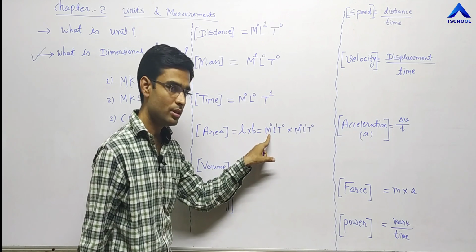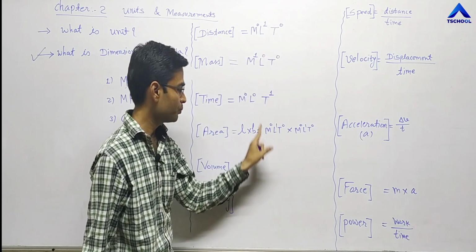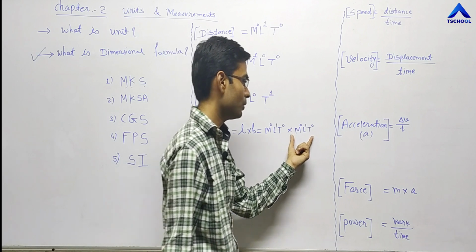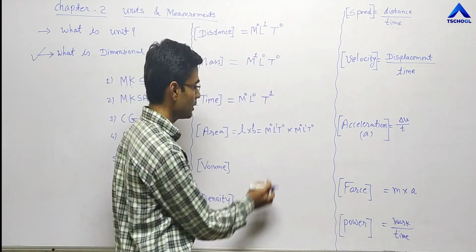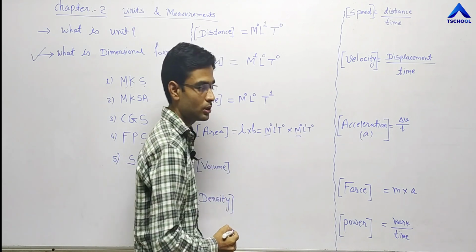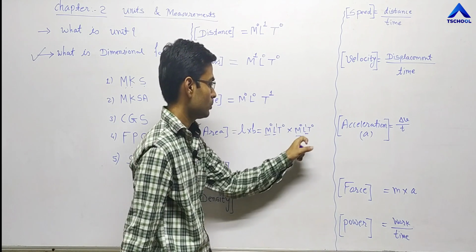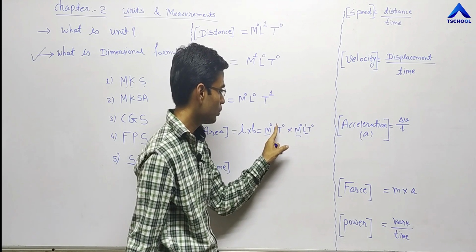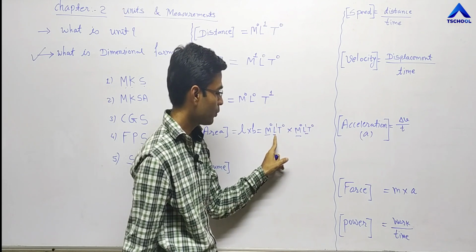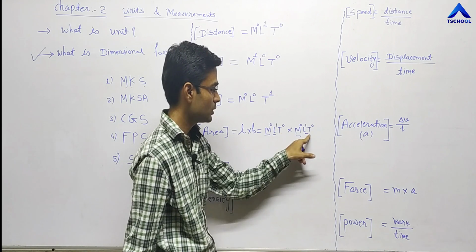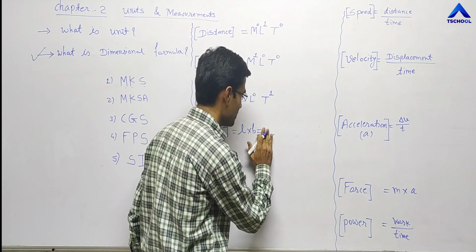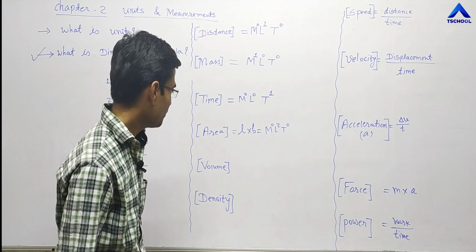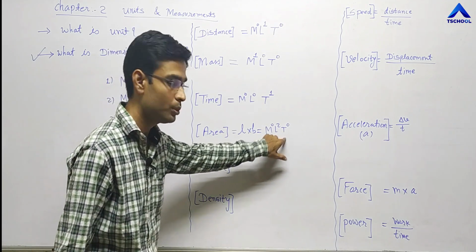Area means length into breadth. The dimensional formula of length means distance, M0 L1 T0. The dimensional formula of breadth is again that of distance, M0 L1 T0. Here the dimension of mass is 0. The dimension of length is L1 into L1; in multiplication the powers add, 1 plus 1 means 2, so the power of L is L2, and the dimension of T on both sides is T0. So the dimensional formula of area is M0 L2 T0.